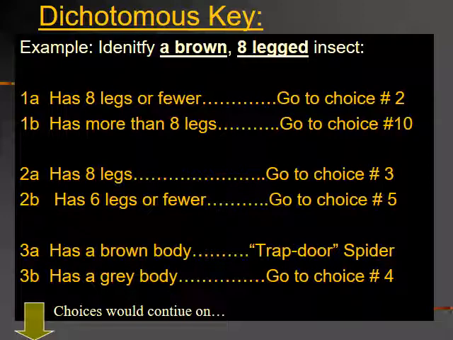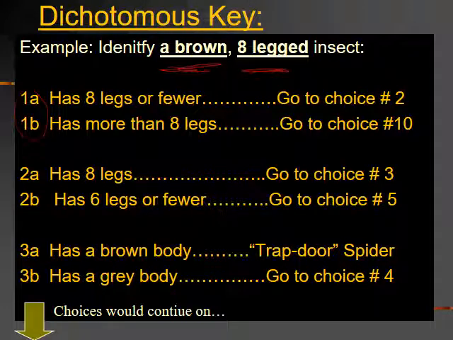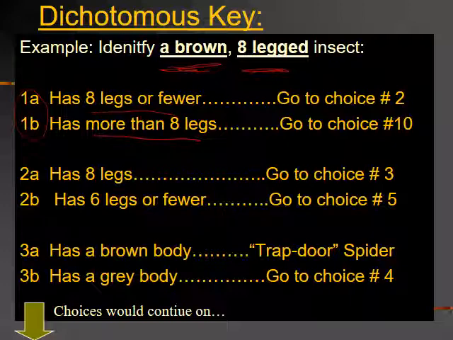It's not very in-depth. It's actually only part of a full example. So for instance, in this example, we're going to try to identify a brown eight-legged insect. So we start with choice 1A or 1B. Well, 1A says has 8 legs or fewer. B says has more than 8 legs. Notice there's no in between. There's no option that says 8 legs. It's always A or it's B. So there's always two choices in this setup.